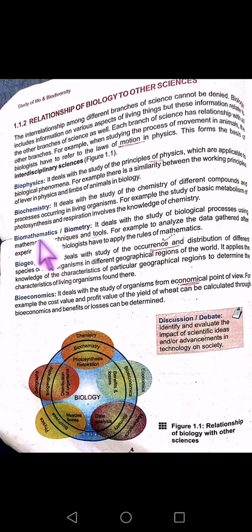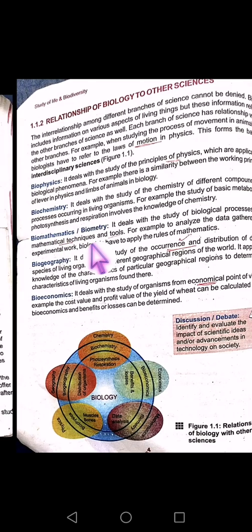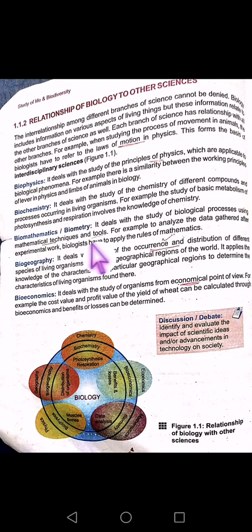Then comes biomathematics, also called biometry, same is the term. It deals with the study of biological processes using mathematical techniques and tools. For example, if we have any sort of experimental work and we want to analyze the data, say I took 20 samples, 15 samples were having malaria and 5 samples were not having malaria. To analyze or to gather the data, what do I have to use? I have to use mathematics, and for that this branch is known as biomathematics.